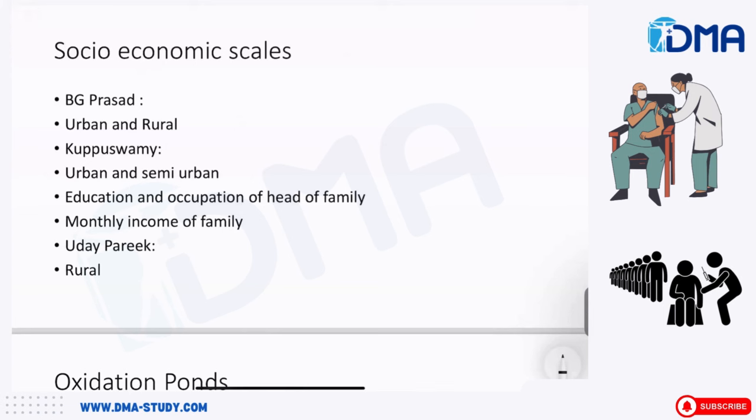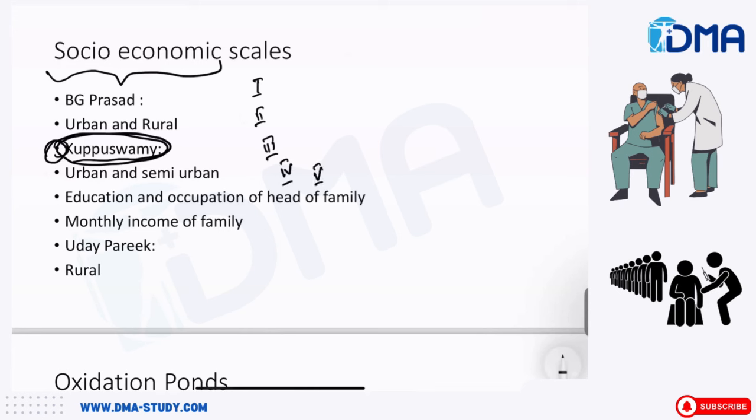So coming on to socioeconomic scales, you have to know majorly about the Kuppuswamy scale. So what is Kuppuswamy scale used for? It is a socioeconomic scale to say whether the people or the family is socially stable and economically stable or not. In Kuppuswamy scale, majorly we use for urban population, and you have mainly three things. You must know all these three things. One is education of the head of the family, occupation of the head of the family, monthly income of the family. So these three things.